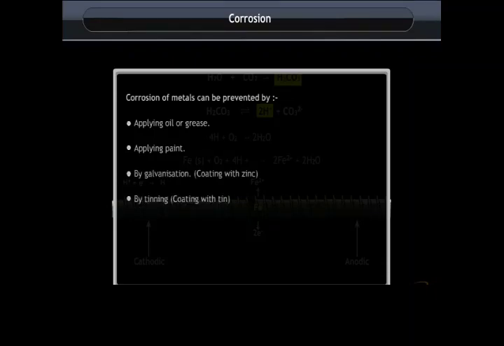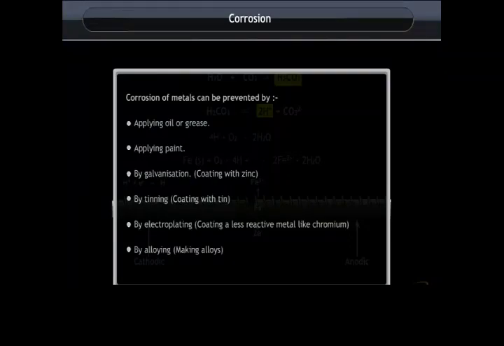Corrosion of metals can be prevented by applying oil or grease, applying paint, by galvanization or coating with zinc, by tinning or coating with tin, by electroplating or coating with a less reactive metal like chromium, and by alloying or making alloys. Let us explain some methods to prevent corrosion.